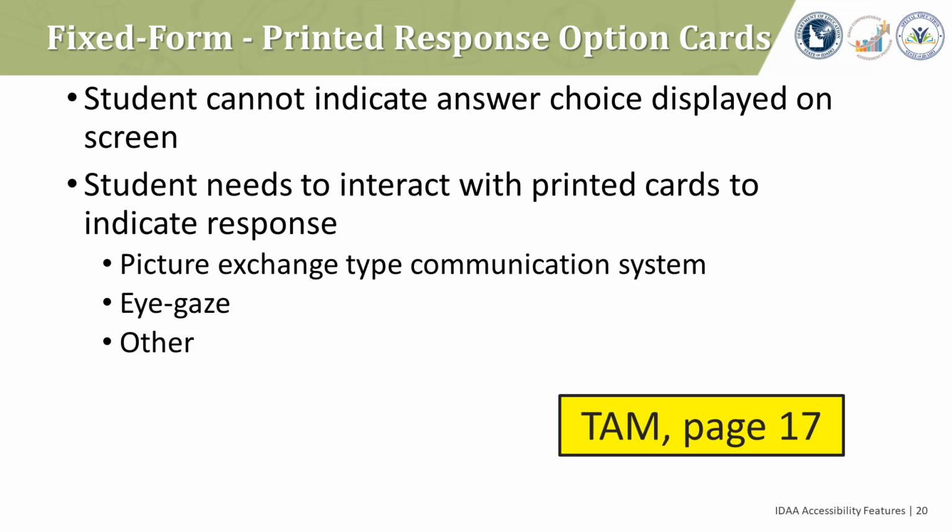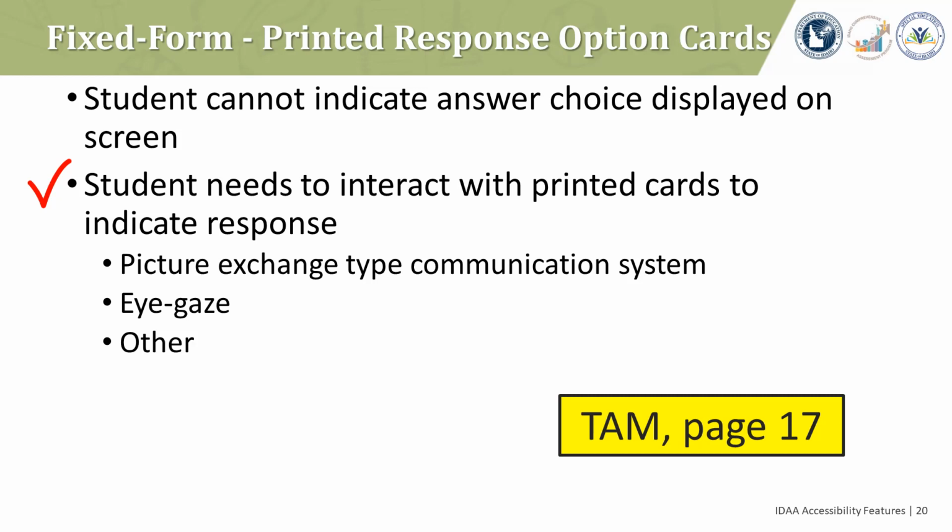As I mentioned earlier when I was talking about the Scribe accessibility feature, a student might point to or tell the teacher their answer, and the teacher may click the student's answer choice in the secure test browser. The fixed form with printed response option cards is intended for students who cannot indicate their answer choice as displayed on a computer screen. This test form is for students who cannot point to or tell the teacher their answer. It is for students who need to interact with printed cards to communicate their answer choice to the teacher.